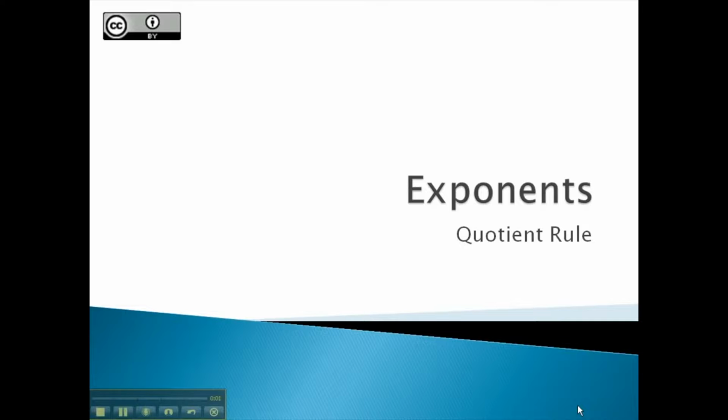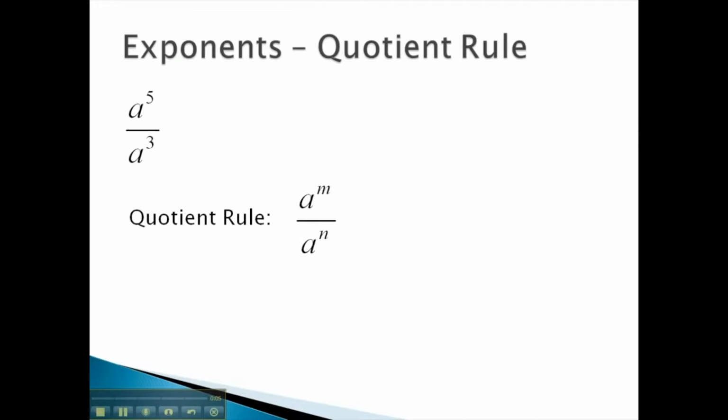In this video, we will begin looking at simplifying exponents using the quotient rule. To investigate the quotient rule, we will consider the expression a to the fifth over a cubed. A to the fifth in the numerator means we are multiplying 5 a's together. A to the third in the denominator means we are multiplying 3 a's together.